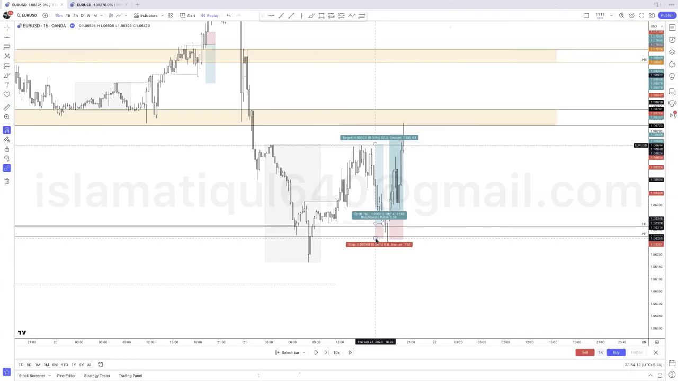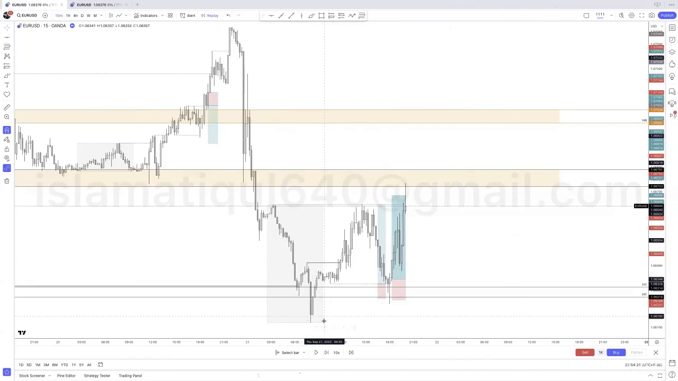Okay, so other than that, nothing else. We had equal highs here, so it has to be taken out. We are at a discounted price of the current range, discounted price of this range. So the only reason you're getting stopped out here is because the stop loss is too tight.